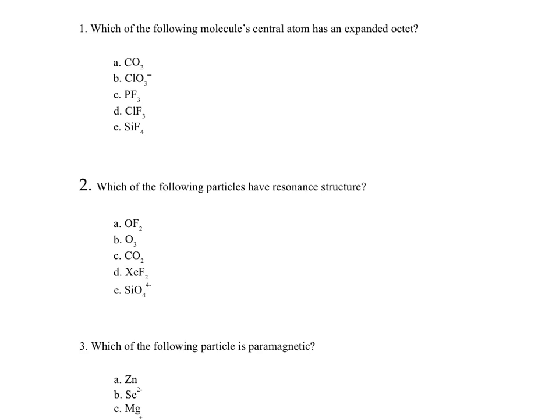First question, this one isn't having much of a problem. Which of the following molecules' central atom has an expanded octet? Expanded octet is where your central atom has more than 4 pairs of electrons, more than 8 electrons around it. So all you really need to do is draw the Lewis structure of the molecules.